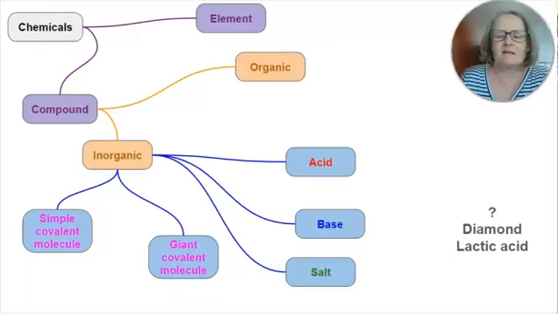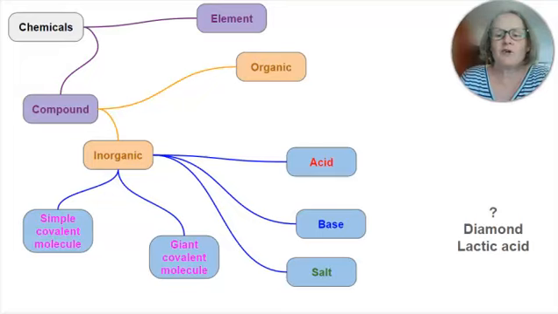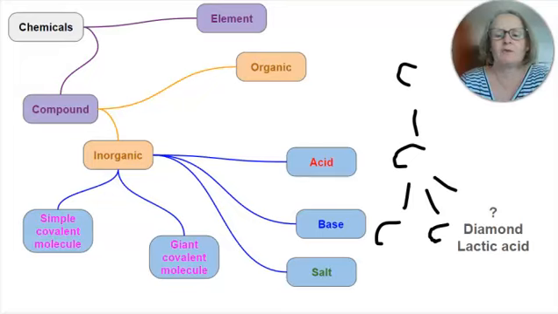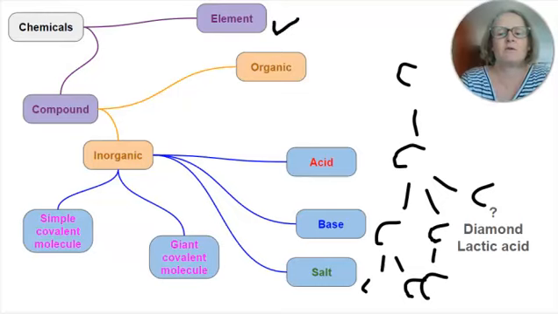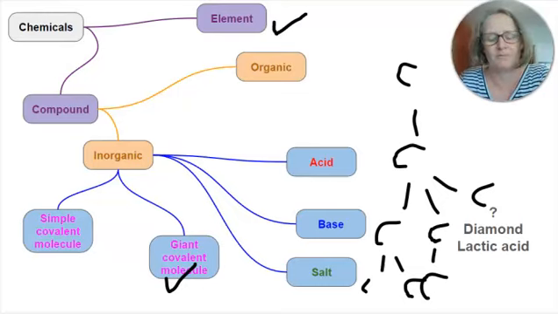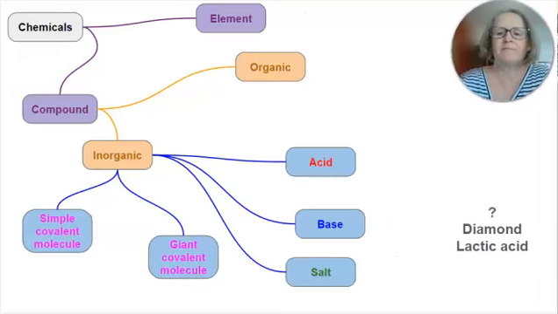We're going to have a look at some that are a little bit more complicated now. Let's try diamond. So for diamond, we need to know that diamond consists of carbon joined to another carbon, joined to another carbon, joined to another carbon, joined to another carbon. And each of those carbons is also joined to 4 carbons. So this is telling us a few things. It's telling us that it's an element because there's only one type of atom. It's also telling us that it's a giant covalent molecule. So it actually fits in 2 places on our grouping.